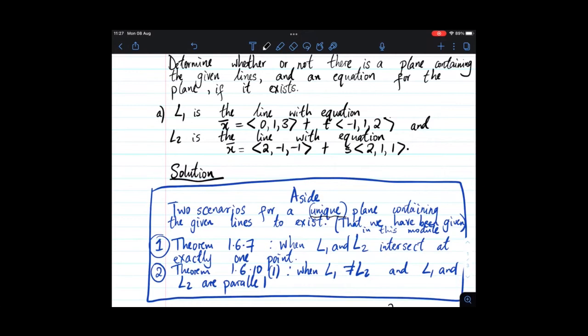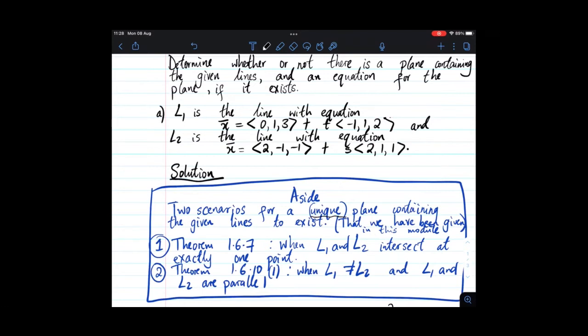when L1 and L2 intersect at exactly one point, then we are going to have a unique plane which contains L1 and L2, right? And then the second scenario is 1.6.10 part 1, which says that if L1 and L2 are not equal and L1 and L2 are parallel, then we are going to also have a unique plane that contains both lines. Right, so let's look at these theorems and see which one we can look at.